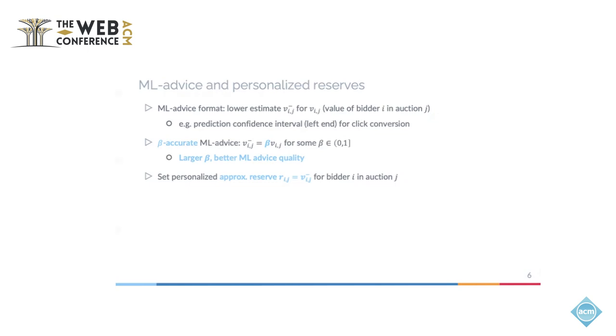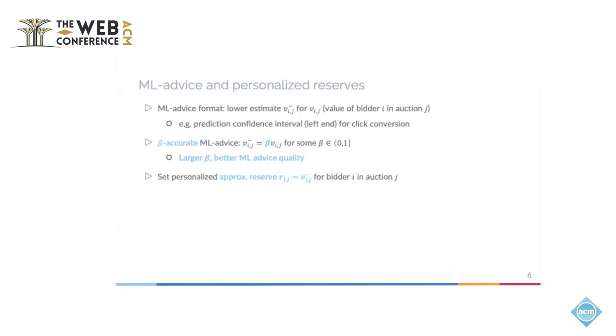And we then say this ML advice or ML prediction is beta accurate if the ML advice is at most beta times the true value. And when we set personalized reserve prices for each buyer in each auction using these respective ML advices, we call these reserve prices approximate reserves. Okay, and this is just some definition.